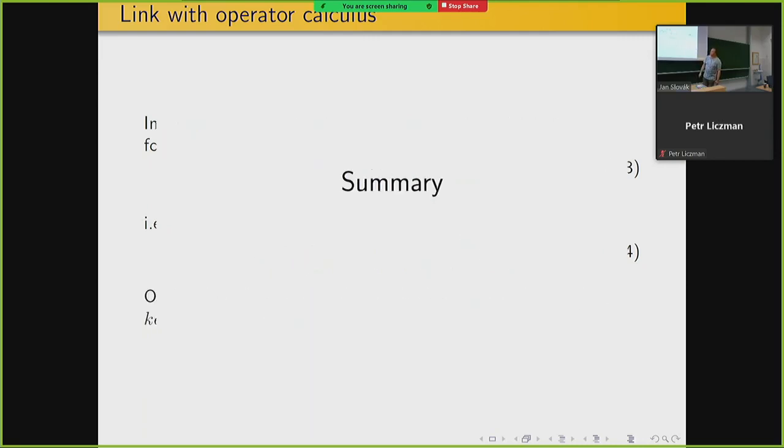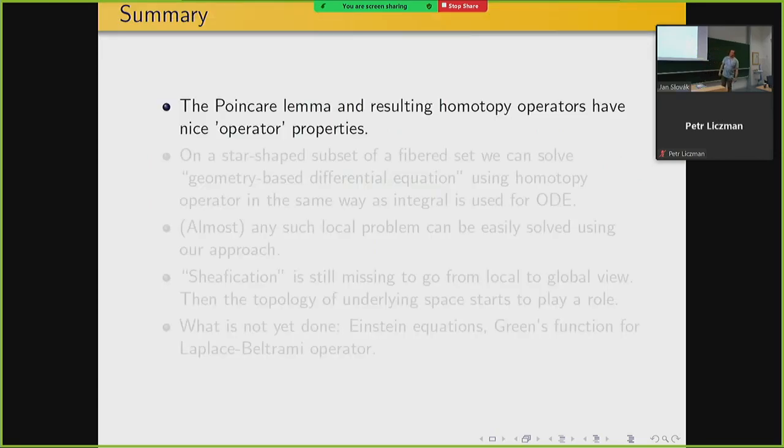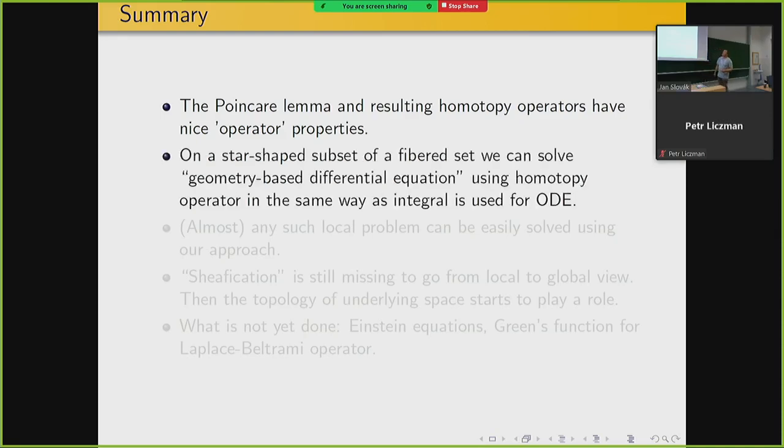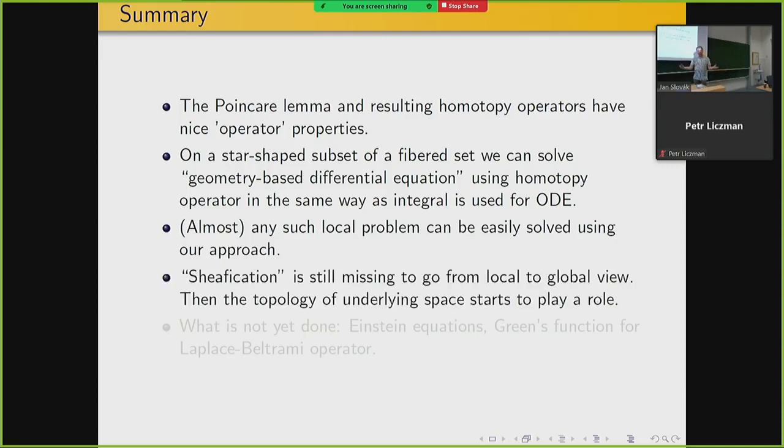Okay, and summary. As we have seen, and as you probably know from the basic courses, the Poincare lemma results from the homotopy operator, and this operator, at least for linear homotopy, has very nice properties. I mean that it can be used to construct the projection on the exact and anti-exact forms, which can be used very effectively in solving differential equations in differential geometry. And also locally on star-shaped subsets, you can solve almost any differential equation resulting from differential geometry using this approach. Yeah, and if you want a global solution, then you have to match all these pieces and use some kind of topology.